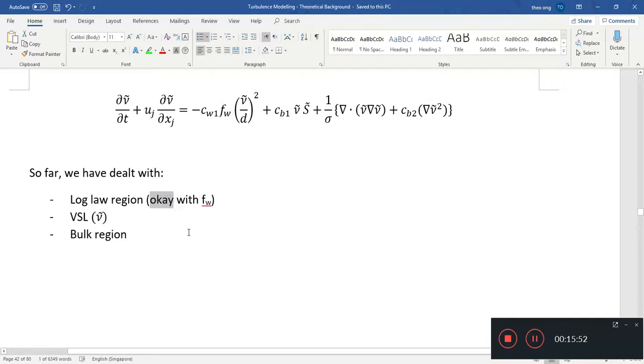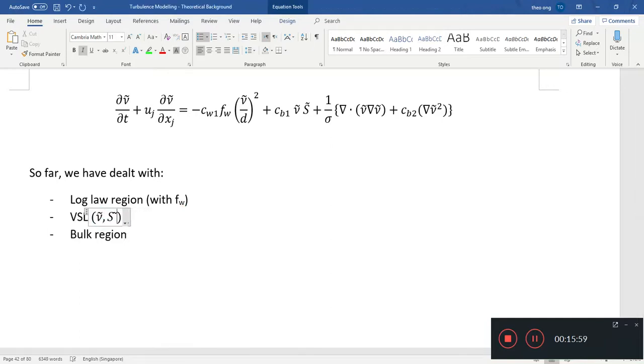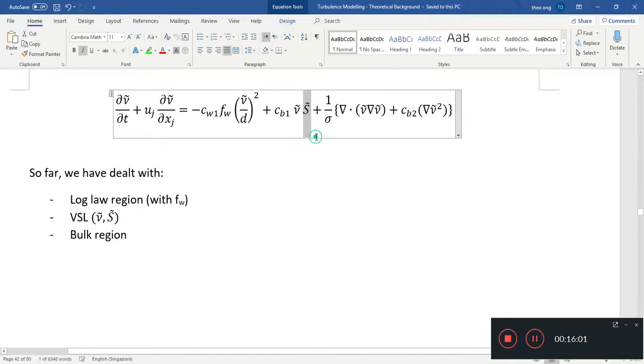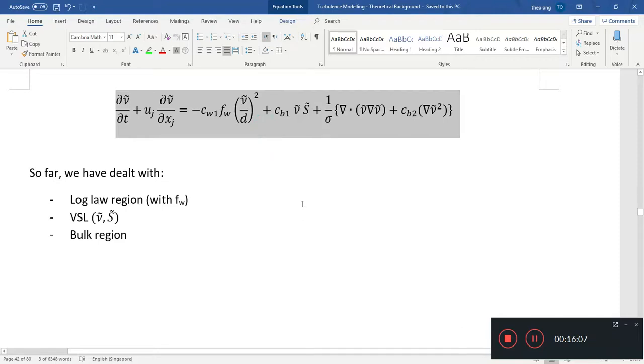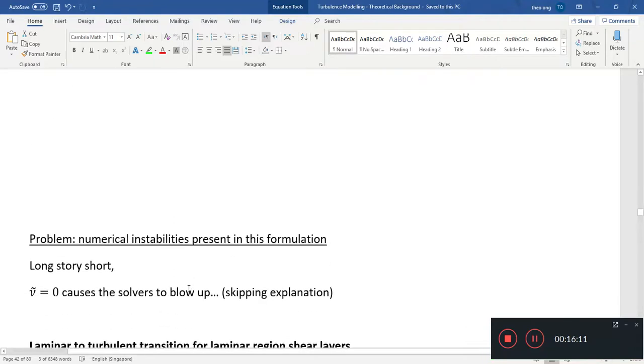Alright, so FW helps with the log law region. Nu tilde and S tilde deal with the viscous sublayer region, and this is how we are so far. So basically it's all well and good so far. However, there's still another problem.